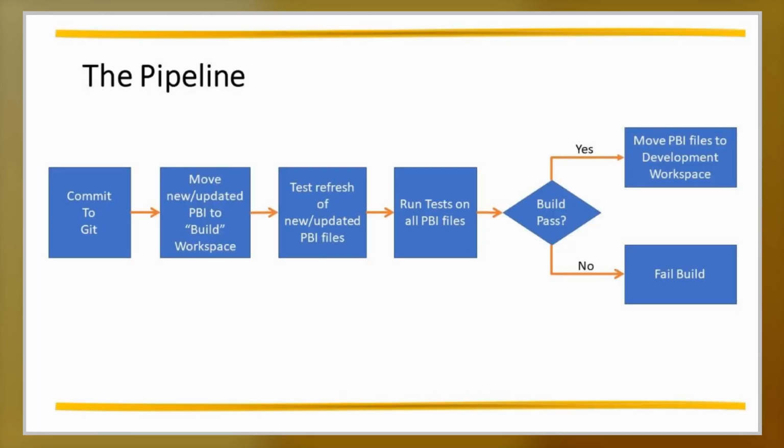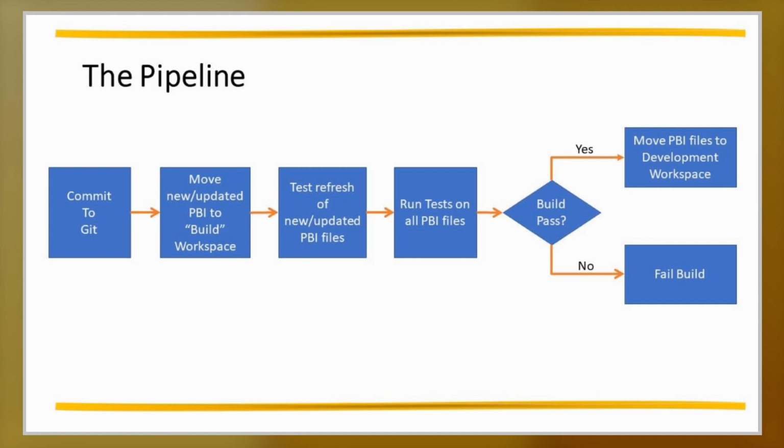Let's look at the pipeline flow, and then I'll show you a demo. The first step in the pipeline is committing the Power BI file to Git. Once it's in the Azure repo, the build agent will pick it up and move any new or updated Power BI files to a build workspace.